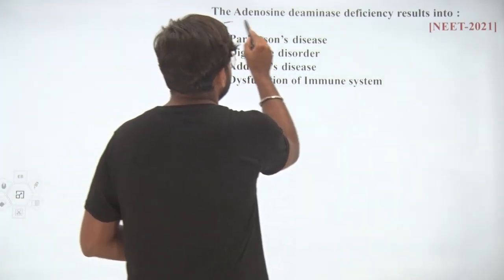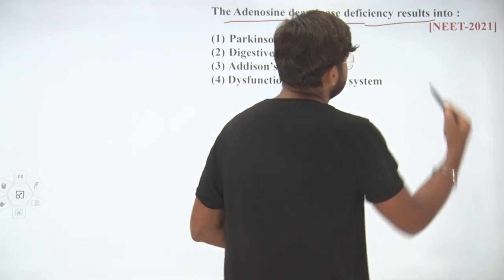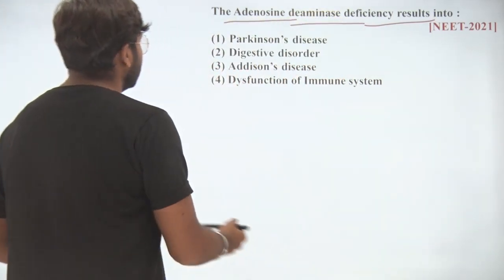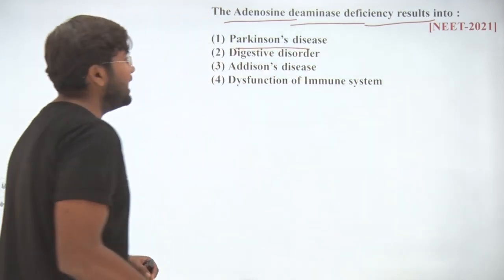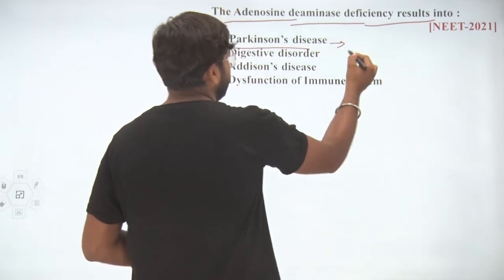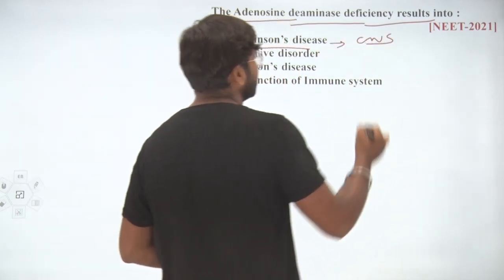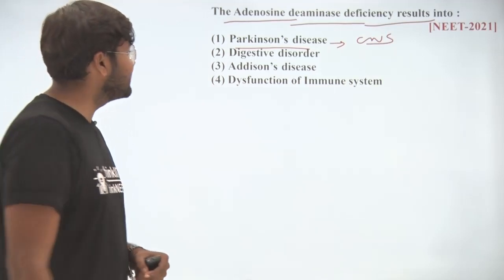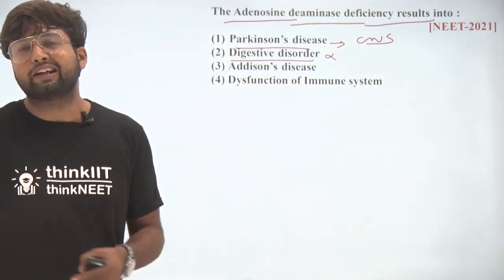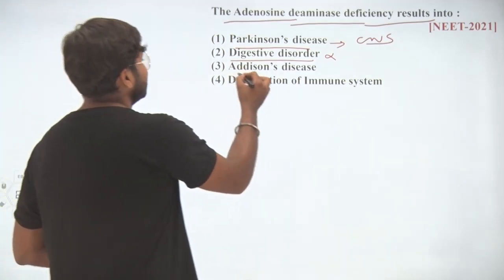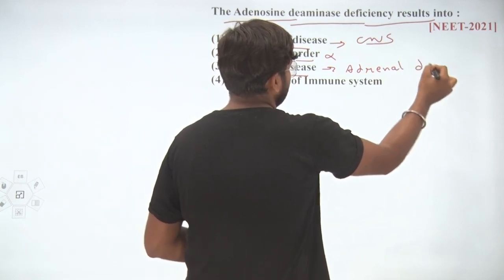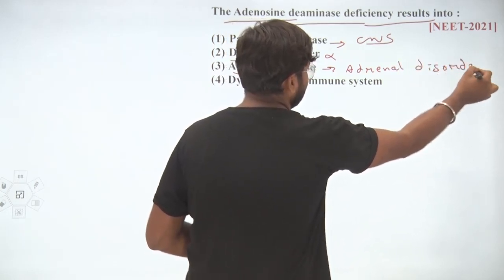The question is, the adenosine deaminase deficiency results in, a question of NEET 2021. The Parkinson's disease. Does the ADA affect Parkinson's disease? No. Parkinson's disease is a disorder of the central nervous system, a disorder of CNS. The digestive disorder, no. It is not related to the digestive system. Addison disease is related to the adrenal disorder. So ADA is not related to the adrenal disorder.